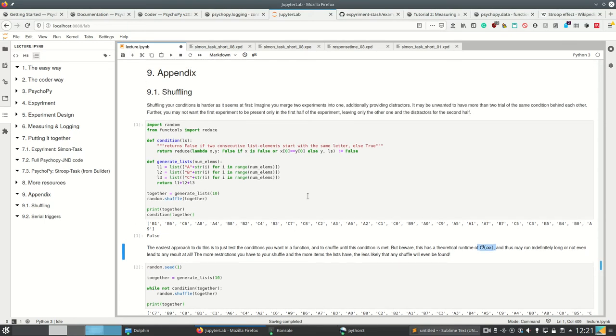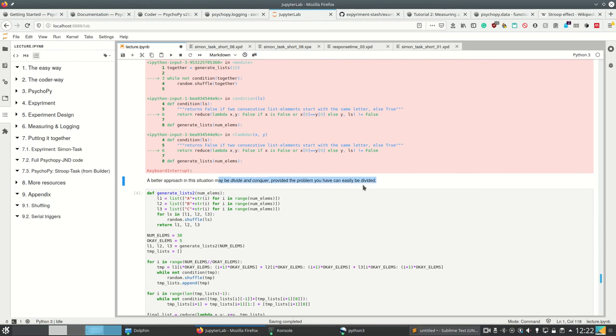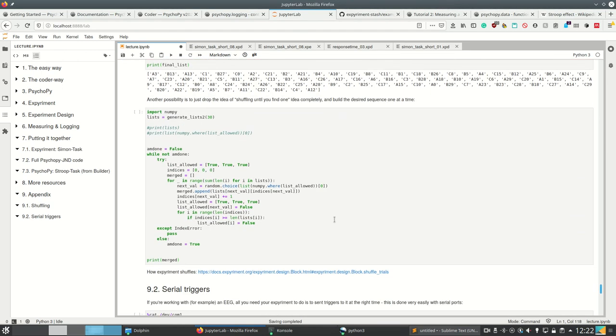If you have many restrictions on shuffling, as for example, I never want to have two same conditions in a row, or I want the distribution of condition A and condition B in the first half of the experiment to be roughly the same as the distribution in the second half of the experiment. So I don't want only conditions A in the first half and only conditions B in the second half, and so on. There are a lot of conditions you may want to have when shuffling, and because this is harder than it seems, I just showed you a better approach here. For example, you can do so using divide and conquer.